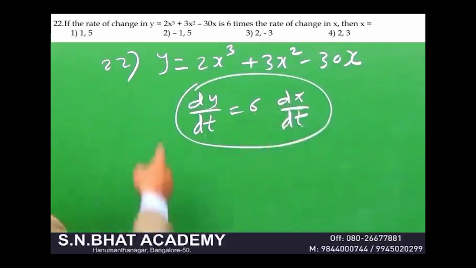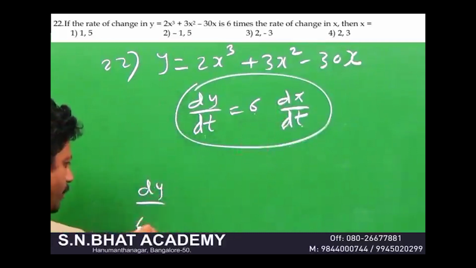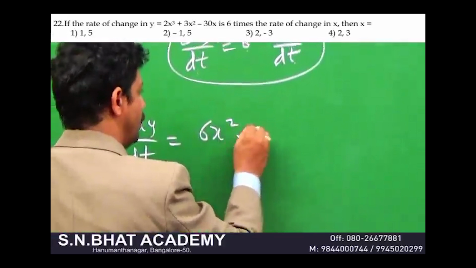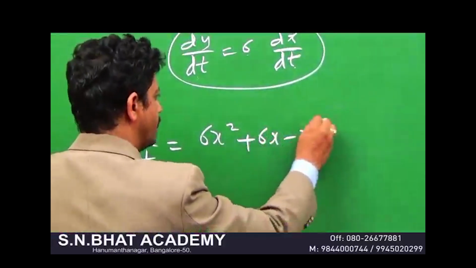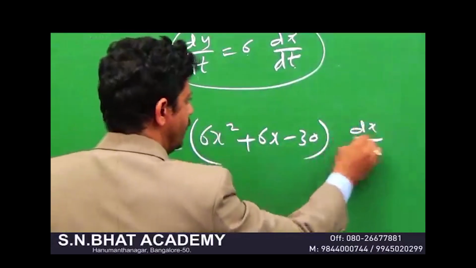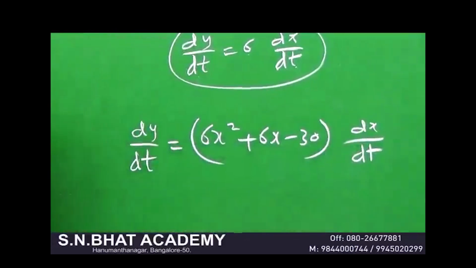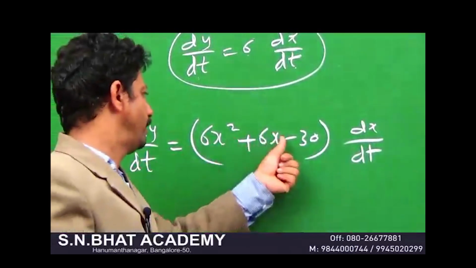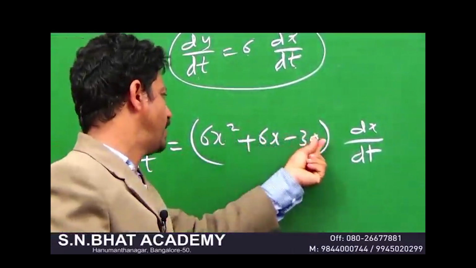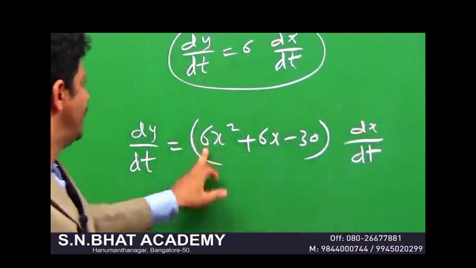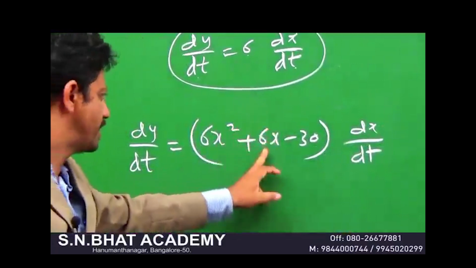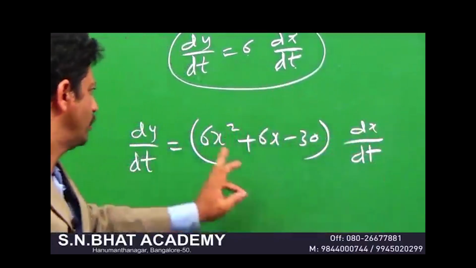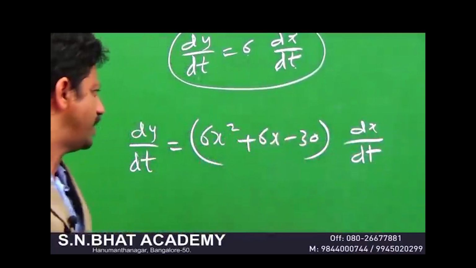So y is given, differentiating with respect to time t, we get dy by dt equal to 6x square plus 6x minus 30 into dx by dt, because we are differentiating with respect to t. Therefore for y we write dy by dt, for x at each term we write dx by dt, or we can take out dx by dt. It is 6x square into dx by dt, 6x into dx by dt, 30 dx by dt. Dx by dt we have taken out, therefore it is 6x square plus 6x minus 30.